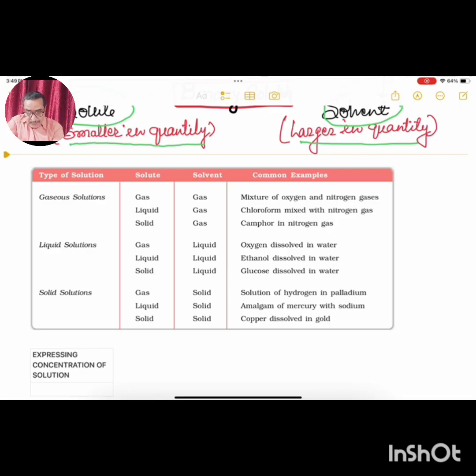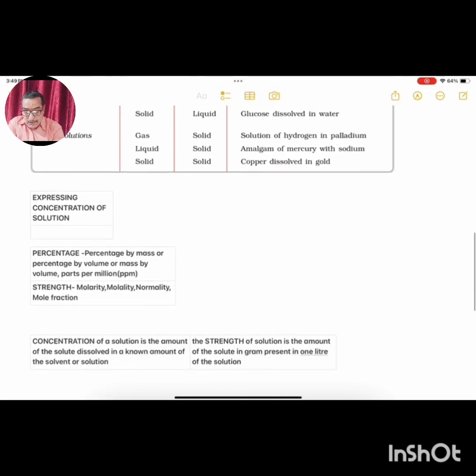Now see, air is a mixture of different gases. So if the solute is gas, the solvent is gas; if liquid and gas, you see these are the examples given in NCERT also. So we can easily find out the different types of solution.